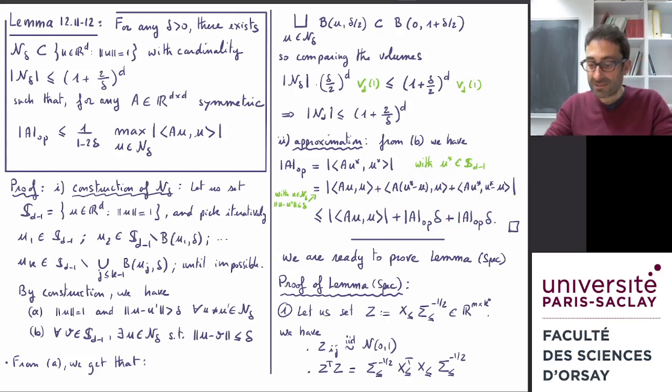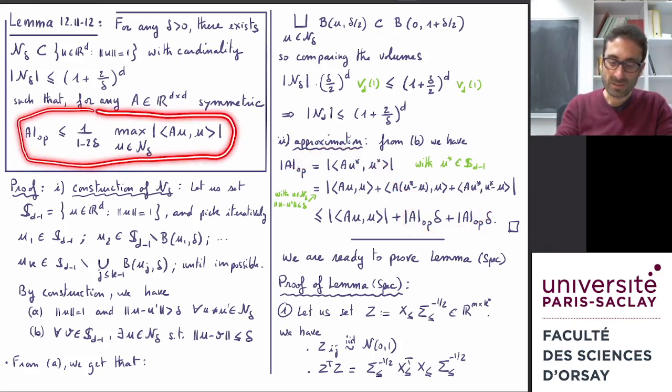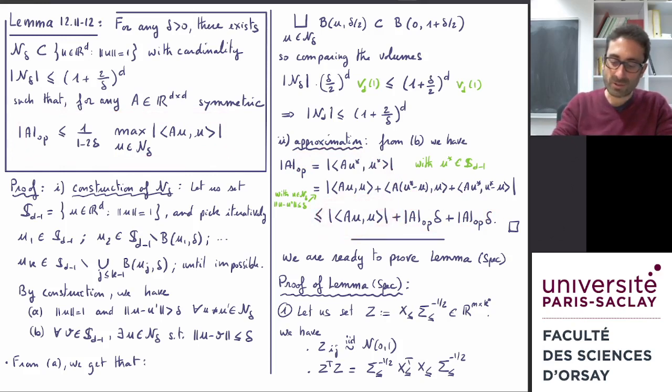And you can do exactly the same reasoning for this term. You will have the norm of this term times the norm of this term. The norm of this term will be smaller than the operator norm of A, and the norm of this term is smaller than delta. So we have again that it is smaller than the operator norm of A times delta. So moving this term to the other side of the inequality, we end up with this bound, since this quantity here is smaller than, I remind you that u belongs to N delta, the maximum over all the u in N delta of this absolute value.